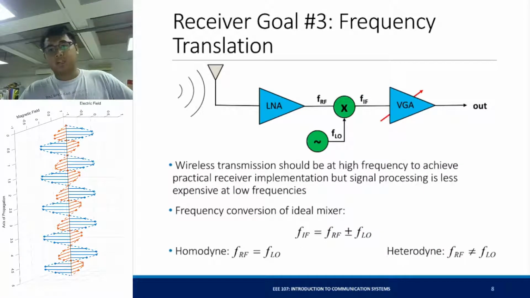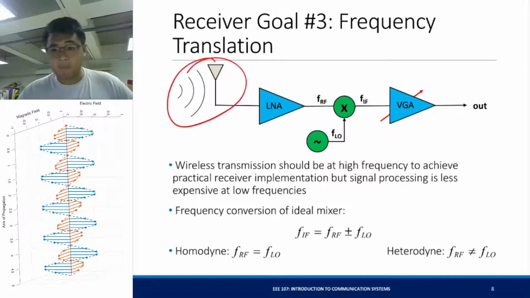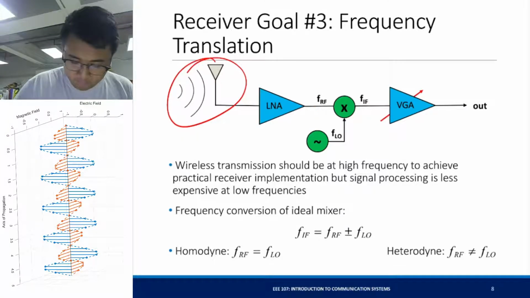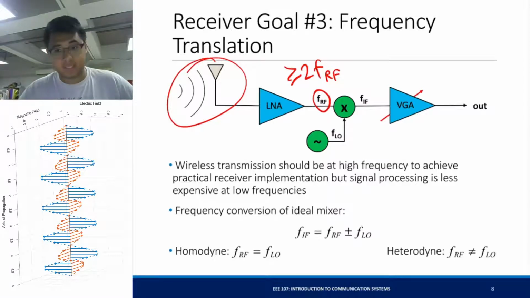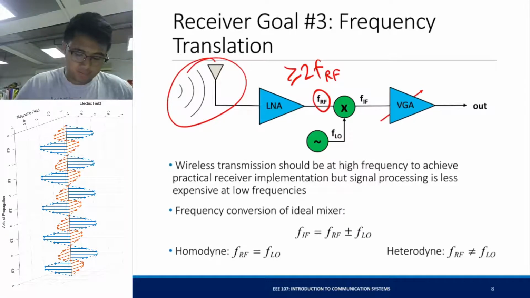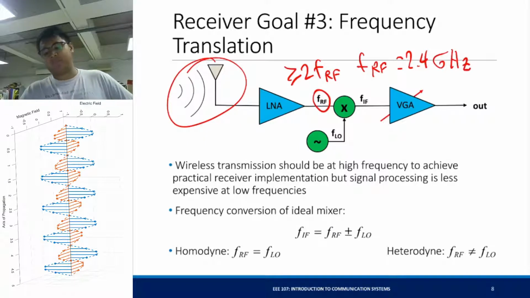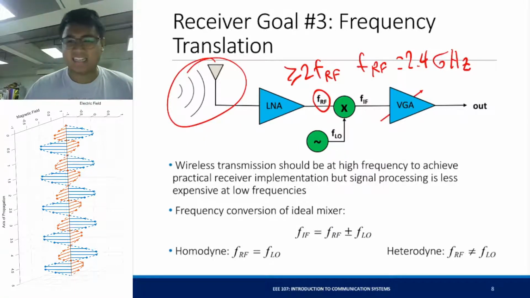Another goal of your receiver is frequency translation. Your wireless transmission should be at a high frequency to achieve a practical implementation of the receiver, specifically the antenna. But the signal processing is less expensive at low frequencies. There's a trade-off: it's difficult to process very high frequencies. Why? If we want to sample this high frequency, we need to go above twice your highest frequency. If we have a Wi-Fi signal where your FRF is 2.4 gigahertz, we will need to sample that at more than 5 gigasamples per second, and that's not practical.